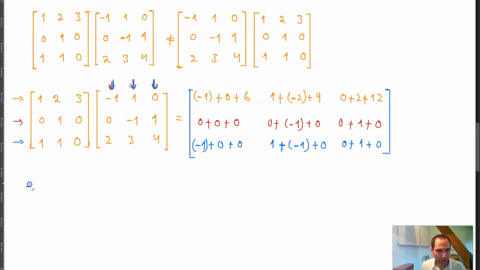Now adding these together, you will get 6 minus 1 is equal to 5, 9 minus 2 is equal to 7, plus 1 is equal to 8, and 12 plus 2 is equal to 14. That's a 0, that's a negative 1, that's a 1. Then you have a negative 1, then you have a 0 here, and then you have a 1 there. And that is basically your LHS.